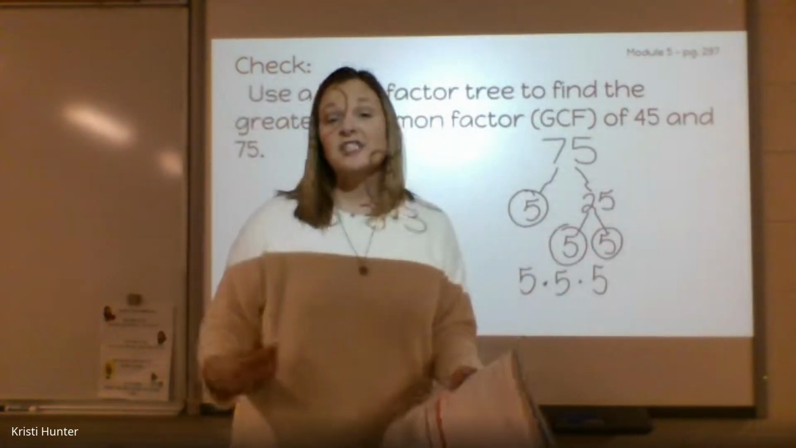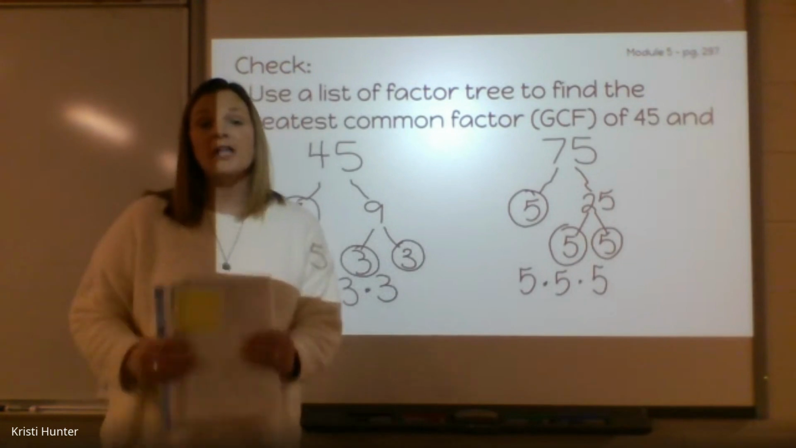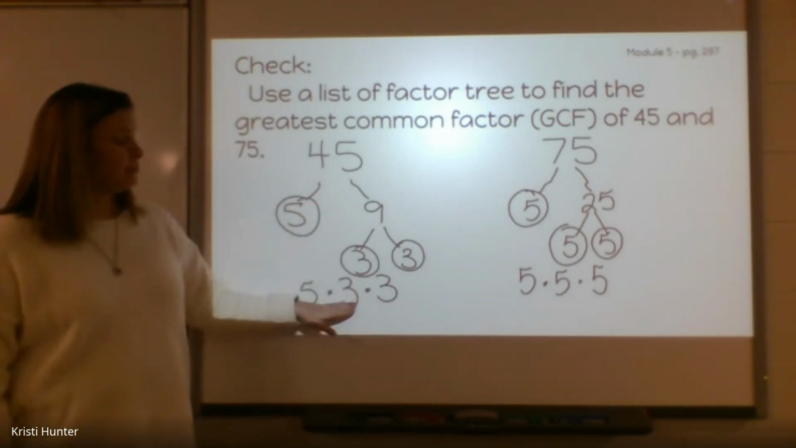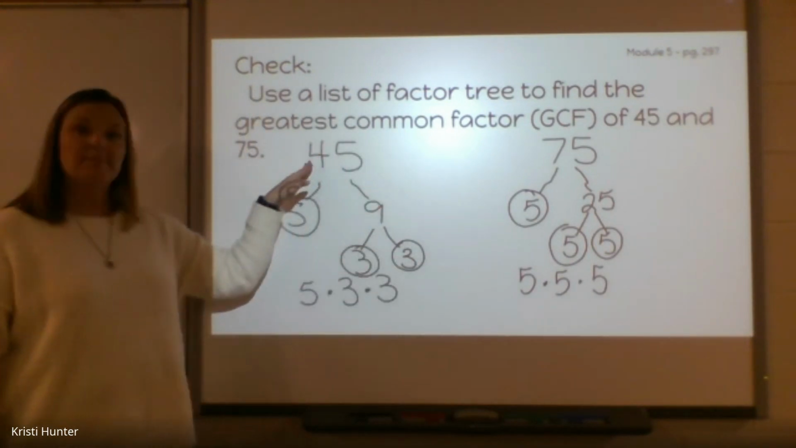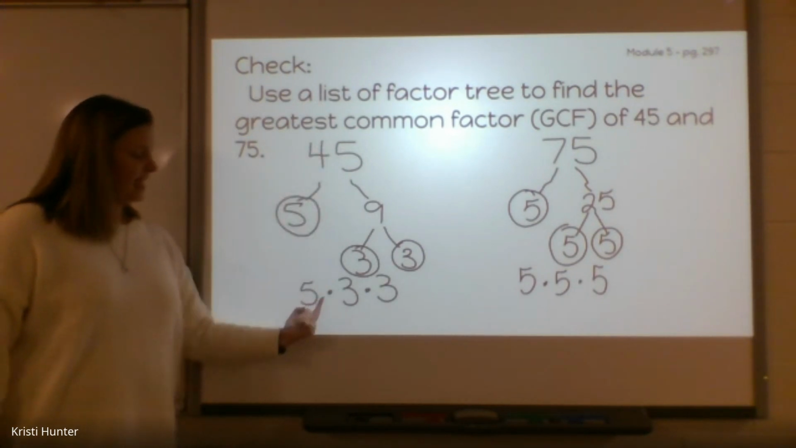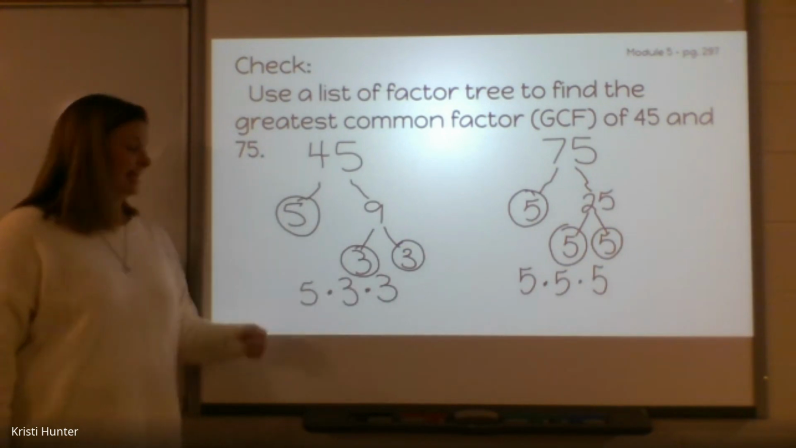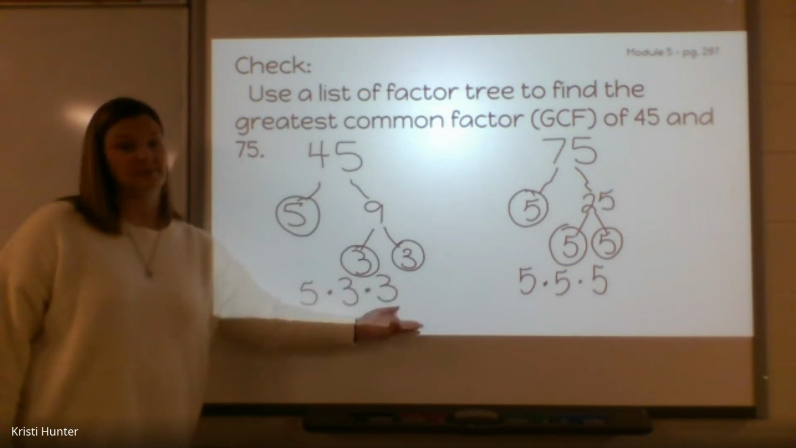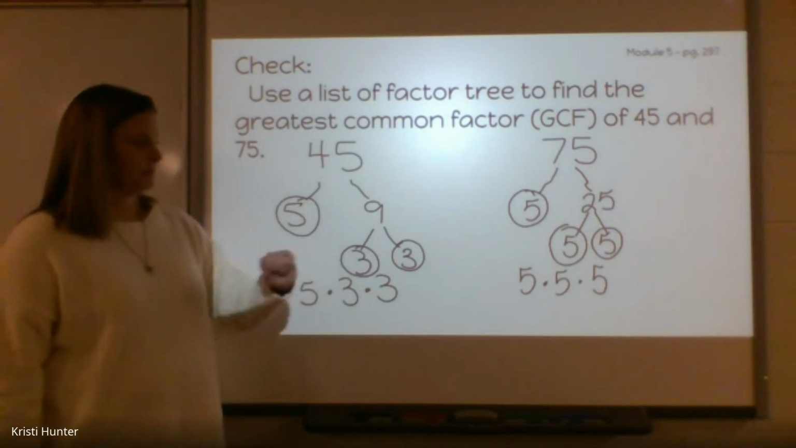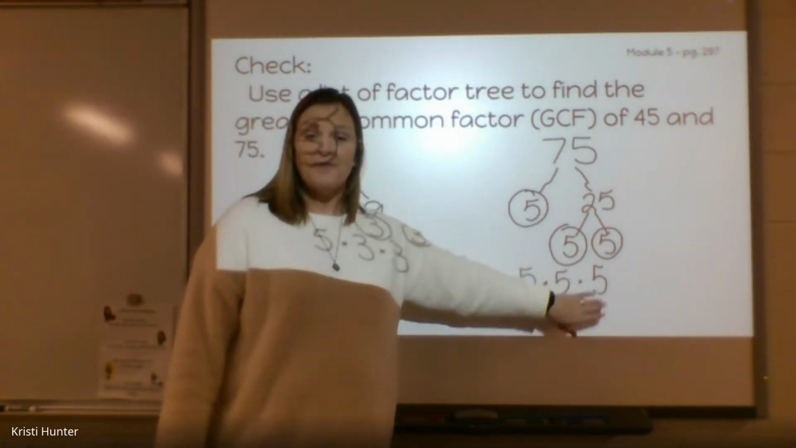So when I factor out my number, I'm trying to see what are the smallest numbers that I can put together that will get me back up here to my whole number. So on 45, it's 5 times 3 times 3. And yes, you could have reversed that and did 3 times 3 times 5 if you want to put them in number order. Over here, I have 5 times 5 times 5.